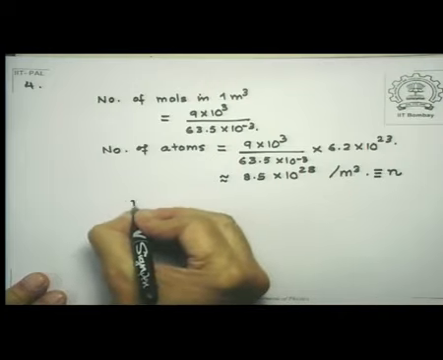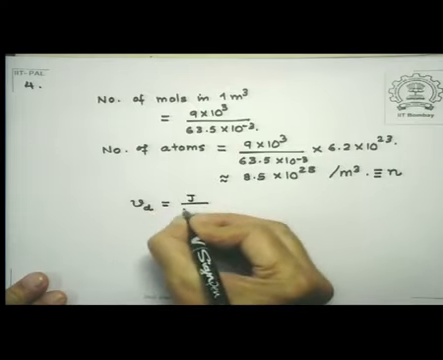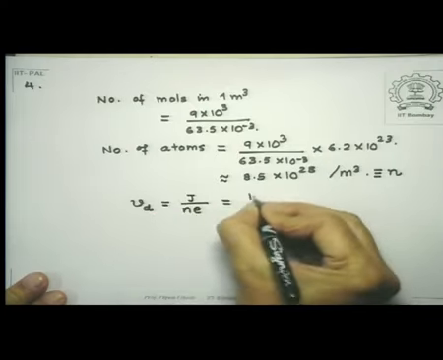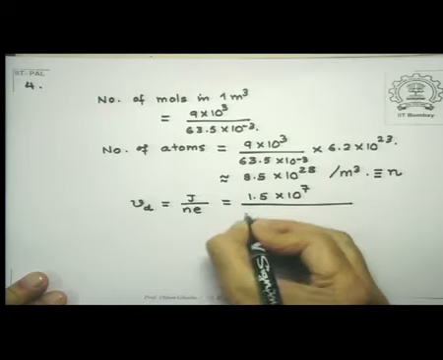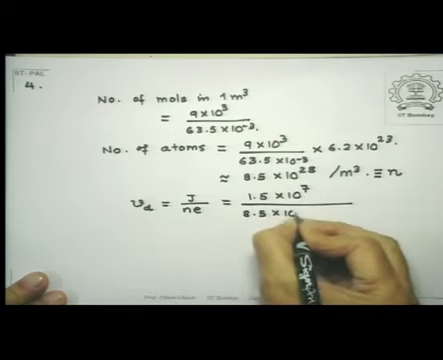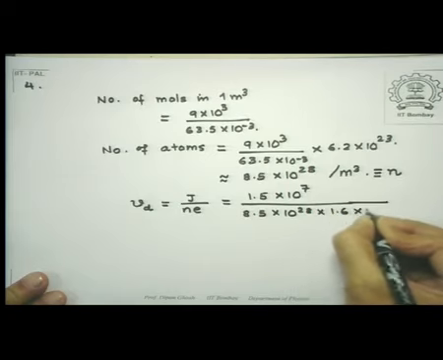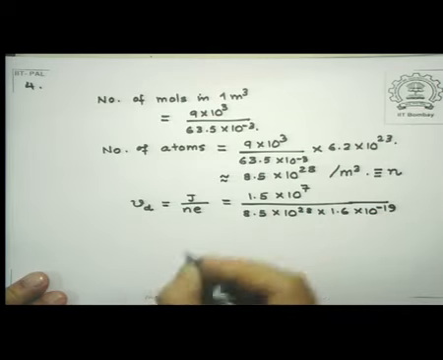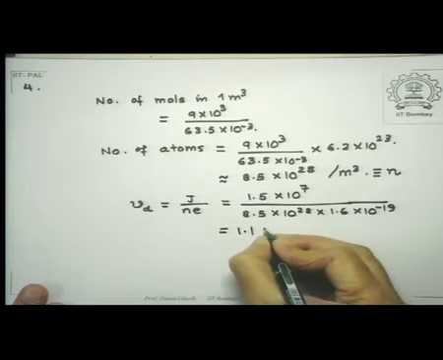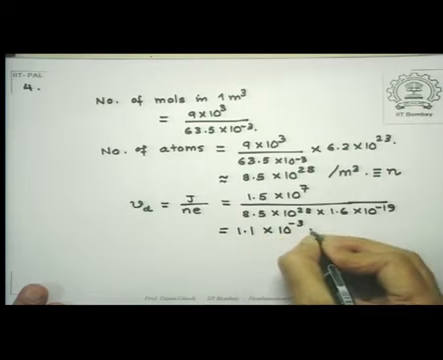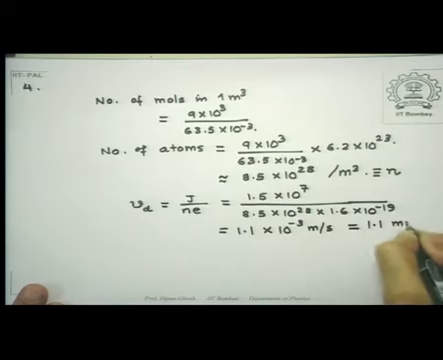So therefore my drift velocity magnitude is given by j divided by ne, and j was found to be equal to 1.5 into 10 to the power 7. N we have just now found out, 8.5 into 10 to the power 28, into electron charge, which is known to be 1.6 into 10 to the power minus 19. All these are in SI units, and if you calculate all this, it works out to a rather small number, 1.1 into 10 to the power minus 3 meter per second. That is equal to 1.1 millimeter per second.